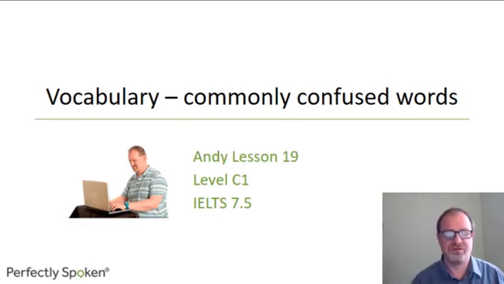Lesson 19 is on the subject of commonly confused words. So we're going to look at words which appear similar but have very different meanings. Some of them might be false friends in other languages, that is, words which are similar to a word in another language but which have different meanings and so on. So this is, as I say, a C1 lesson, IELTS 7.5 if you are more familiar with the IELTS scale.